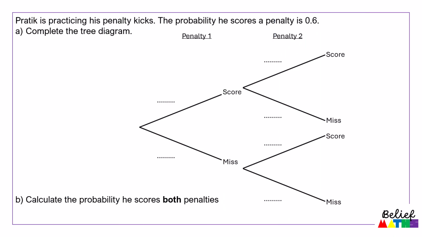So in this first question, we're told Pratik is practicing his penalty kicks and the probability that he scores a penalty is 0.6. We're then asked to complete the tree diagram. Now, the important thing that we have to decide with any tree diagram is whether they're independent or not. Because we're not told anything here about the second penalty being affected by the first one, we can assume that the first outcome does not affect the second outcome. So we're going to say these two events are independent.